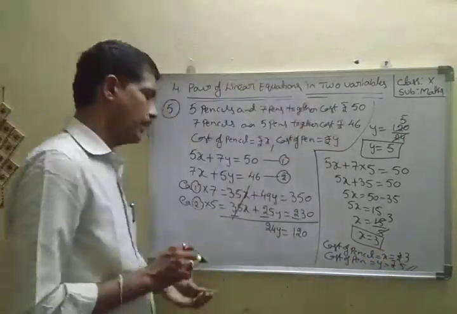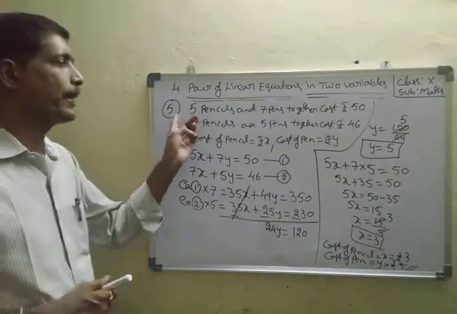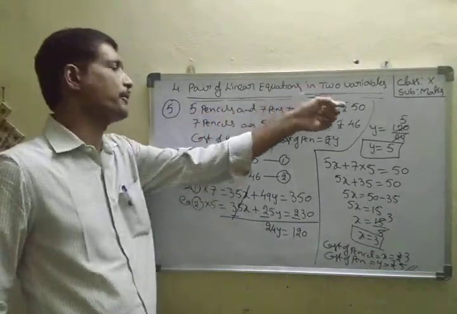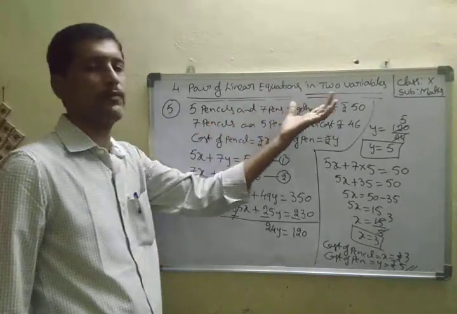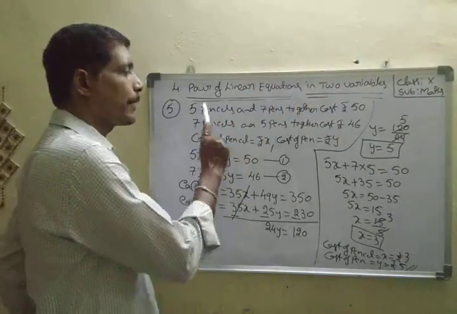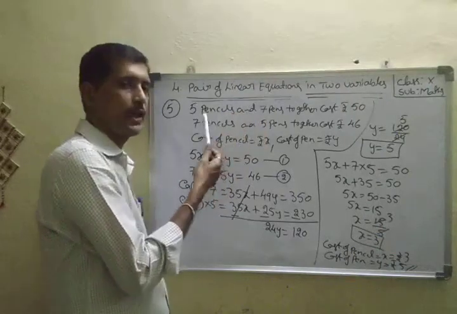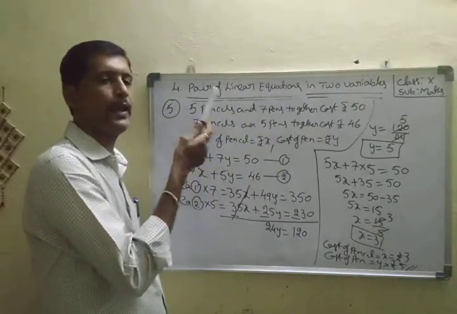Okay. Here, see one more time. 5 pencils and 7 pens together cost 50 rupees. 7 pencils and 5 pens together cost 46 rupees. Here the number of pencils is given, but the cost is not given. Find out the cost of the pen and pencil.